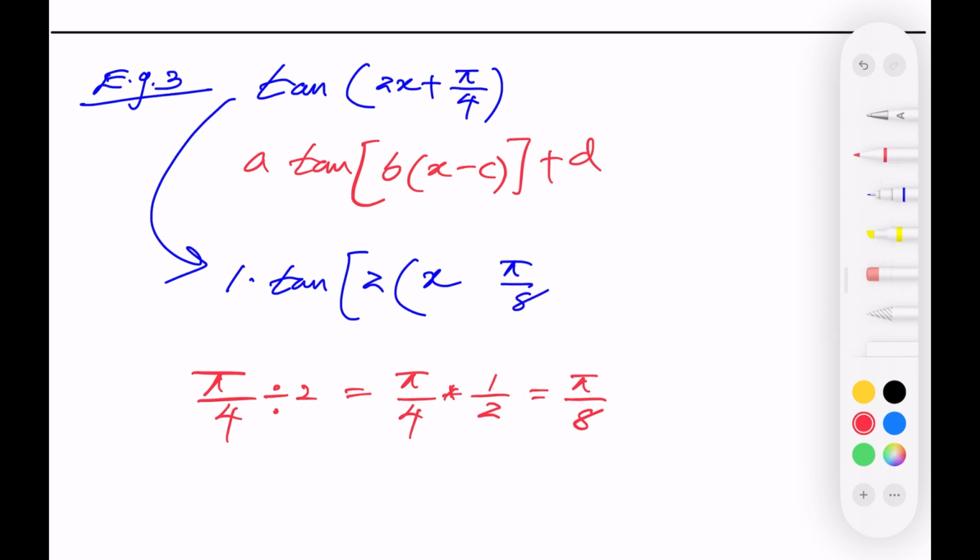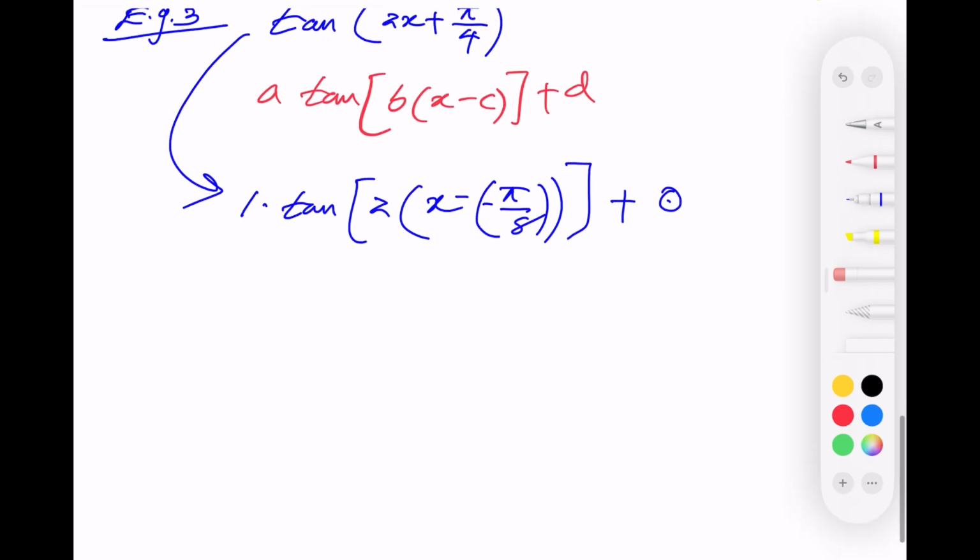But please note that the symbol right here is a plus sign. But what I need is a minus sign. Therefore, I need to write down that pi over 8 as minus negative pi over 8. That way I have gotten the plus sign. Then I will close the brackets, and there's no d, so I will just write it as plus 0.